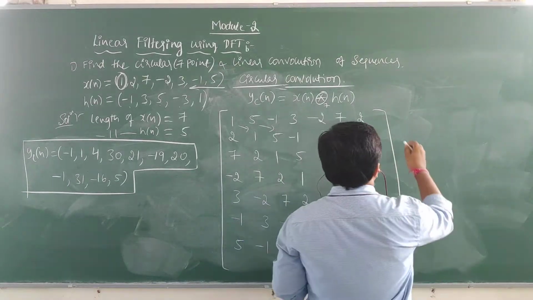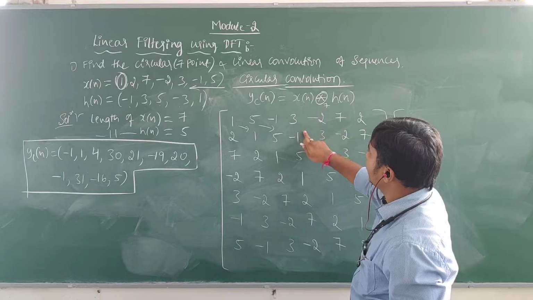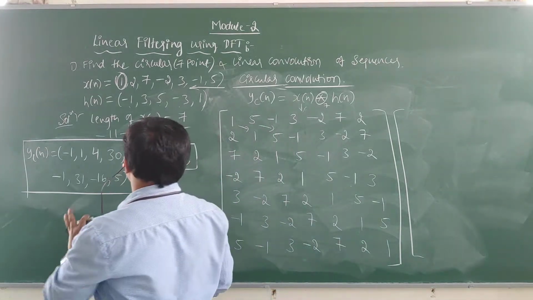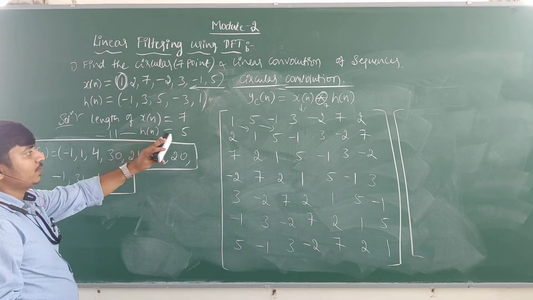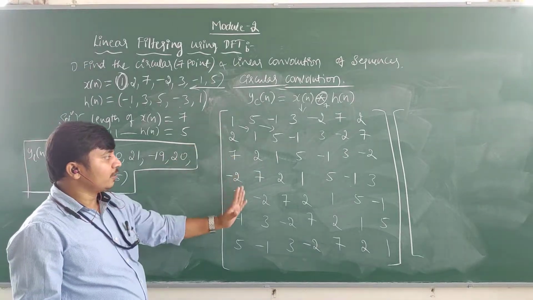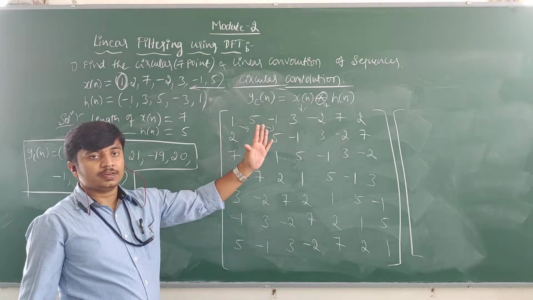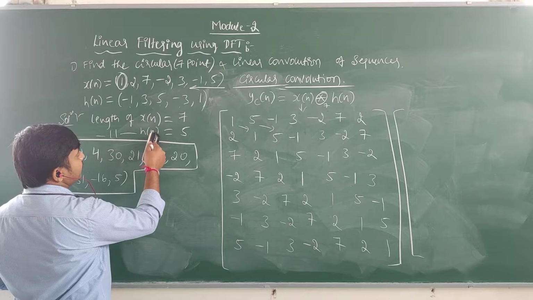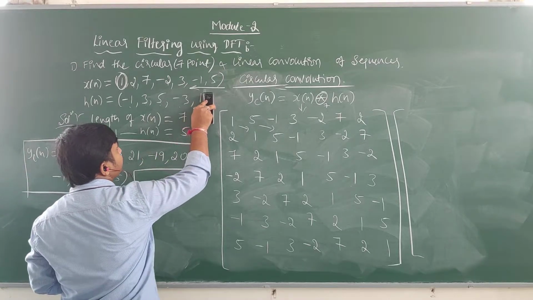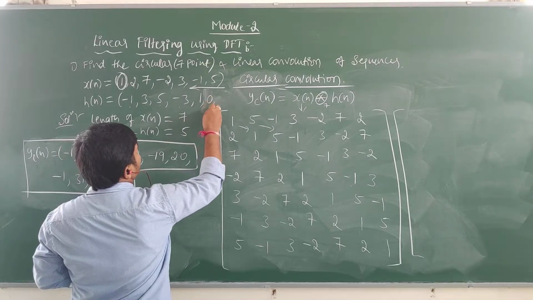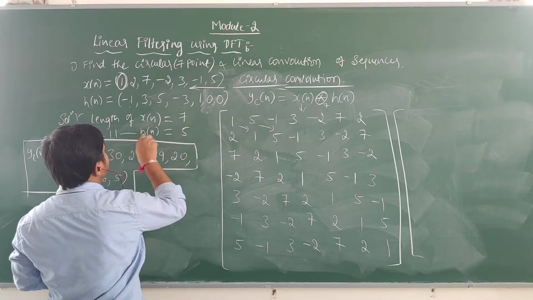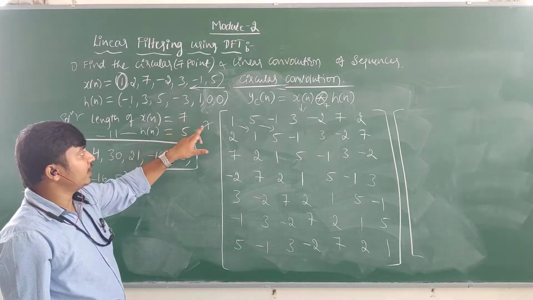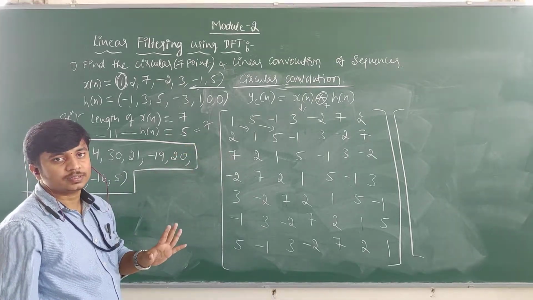Okay, so this is X of n, and H of n is here. The length of X of n is 7, but the length of H of n is 5. In order to multiply X of n with H of n, both lengths should be the same. So to make the lengths of X of n and H of n the same, I will add 2 zeros to H of n. Then the length of H of n will be equal to 7. Now the length of X of n is also 7 and H of n is also 7, so now I can perform the circular convolution.